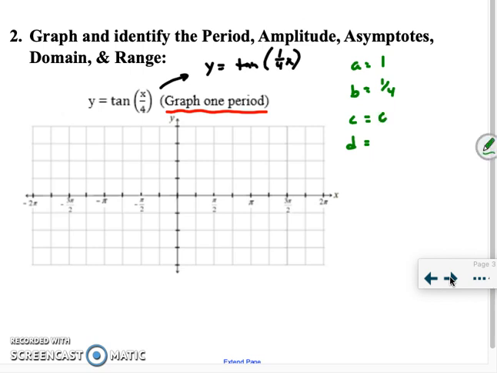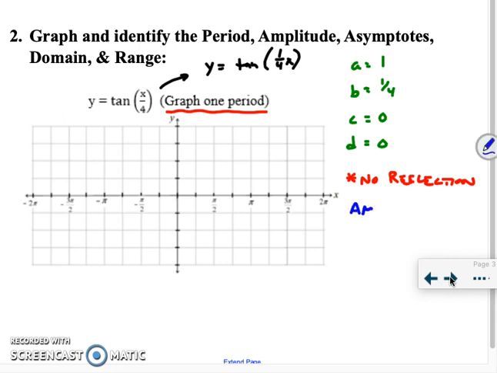C, the amount that's being subtracted from my x term is 0. D, the amount that's being added or subtracted on the outside is also 0. So again, we can confidently say now that A is 1, B is 1/4, C is 0, D is 0. Just like before, let's take this opportunity to consider whether or not there is a reflection. I'm noticing that A is positive, so there is no reflection. It's written up there, no reflection.